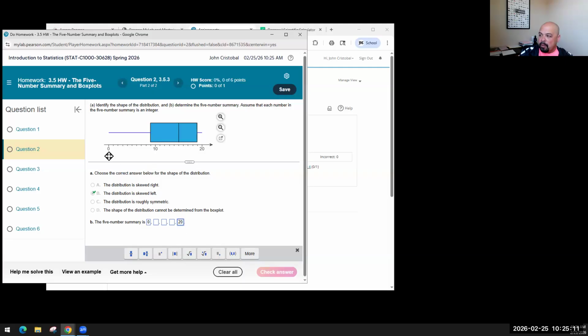So now, looking here, 0, 1, 2, 3, 4, 5, 6, 7, 8, 9, 10. So each mark counts as 1. So in this case, the first quartile, Q1, where that box starts on our graph, is 9. The median, where our line is, kind of that middle, right?